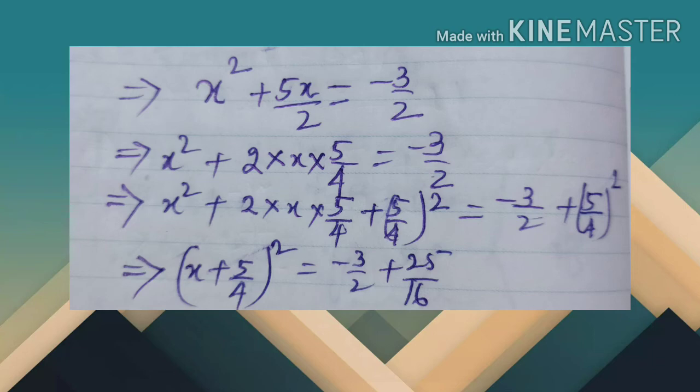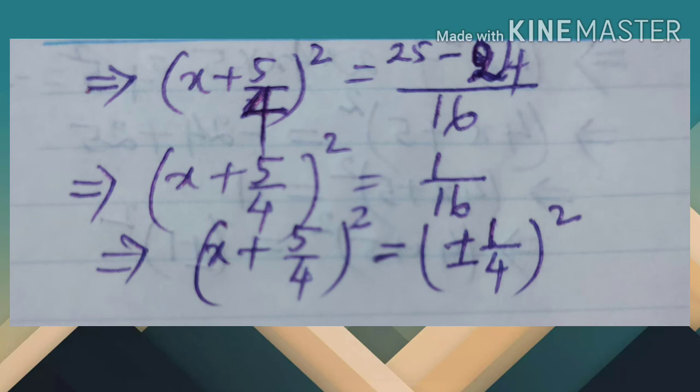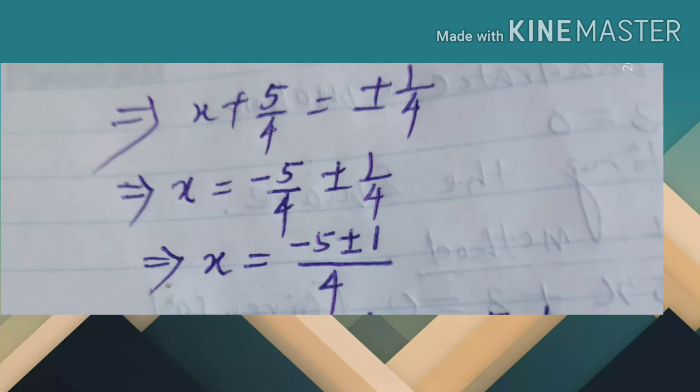by 4 whole square. This implies that x plus 5 by 4 whole square is equal to minus 3 by 2 plus 25 by 16. This implies that x plus 5 by 4 whole square is equal to 25 minus 24 divided by 16. This implies that x plus 5 by 4 whole square is equal to 1 by 16. This implies that x plus 5 by 4 whole square is equal to the square of plus or minus 1 by 4. Taking the square root of both sides, we have x plus 5 by 4 is equal to plus or minus 1 by 4.